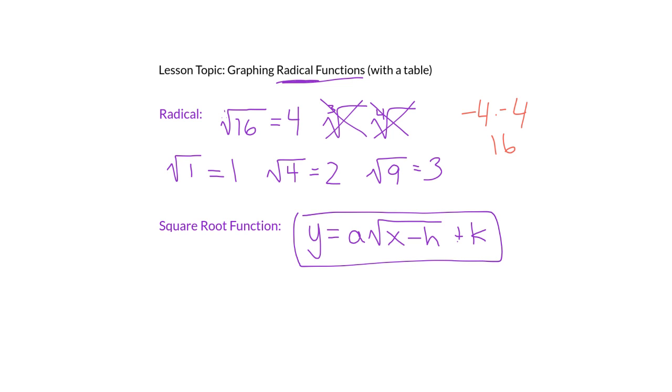But for right now, just know that, for example, y equals 3 times the square root of x minus 2, plus 7, would be a square root function. Our a value is 3, our h value is 2, and our k value is 7. So we'll talk more about those pieces as we go. But for right now, we're going to look at a table of values, and we're going to graph what's called the parent function of a square root function. And that is kind of like our base function for square roots.